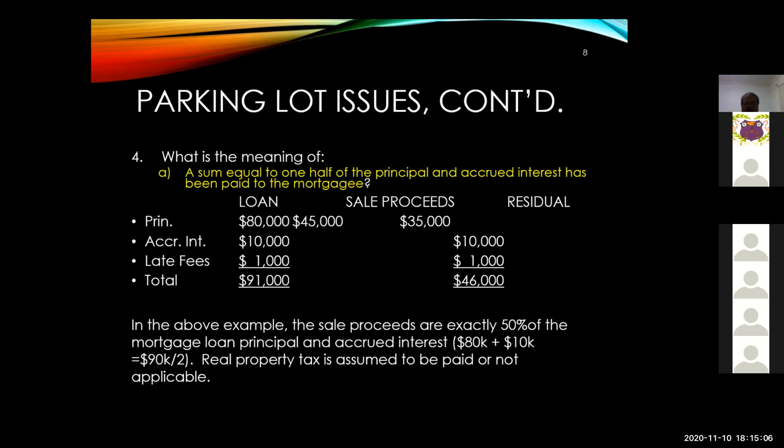Okay. And again, I apologize for those figures being a little off in the actual slide, but the sale proceeds is 45 and the residual balance, so 45 from the 80 gives us 35, and that's how we end up with our residual total balance of 46 after we applied the $45,000 sale proceeds. Okay, any questions on that before we move on?